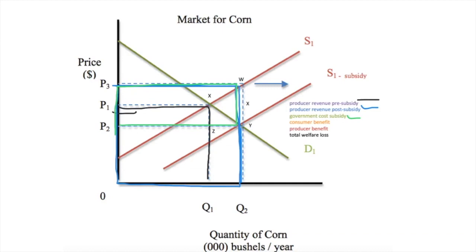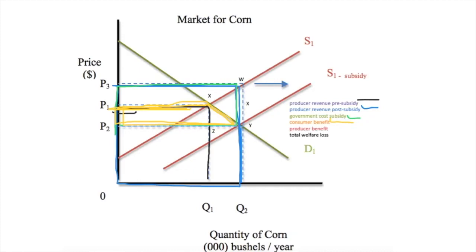Okay, what about the consumer benefit? How much did the consumers benefit as a result of this subsidy? Well, remember the story started off at P1, Q1, but then the price dropped to P2. So the consumer benefit of this subsidy was the drop in price from P1 to P2 all the way out to Q2 and then back up to the original equilibrium point. That is the consumer benefit.